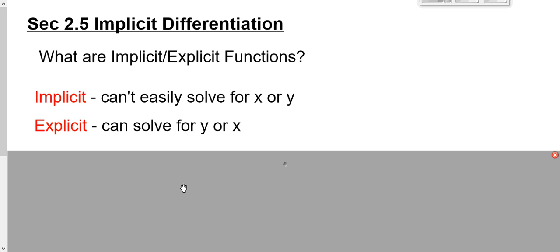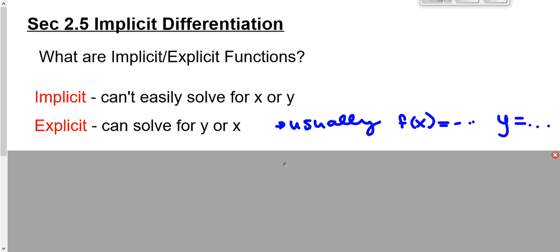Explicit is you can solve for x or y. This is usually what we see. So all of our f of x equals whatever, our y equals whatever, these are all explicit. Here's the relationship of y to x, done. Implicit, x's and y's are going to be all jumbled together. So we need a new process for taking a derivative because our old process won't work here.